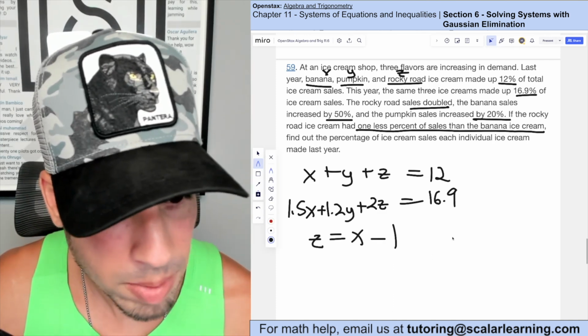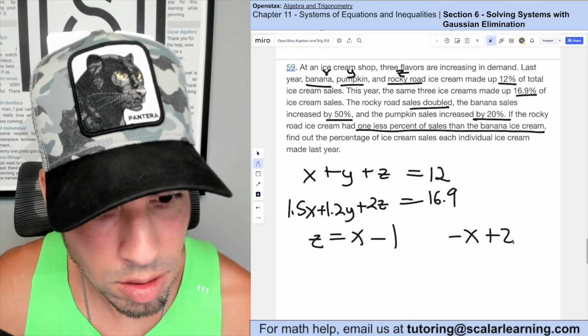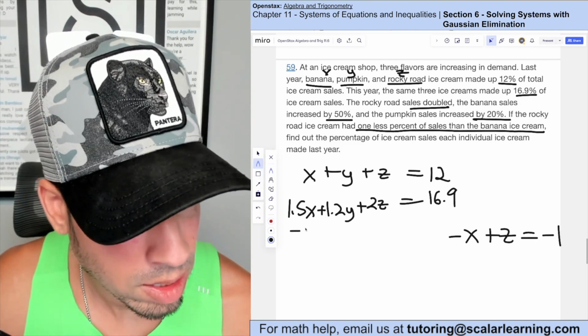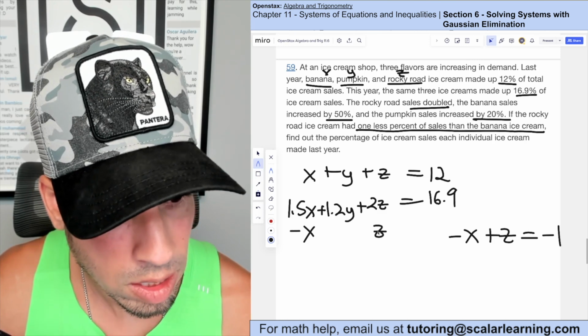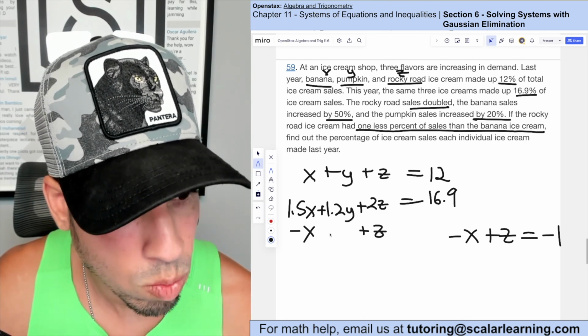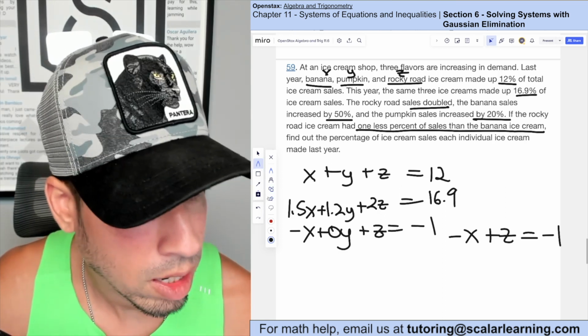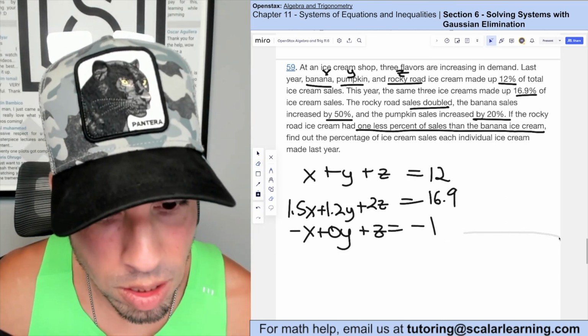So it's going to be negative X plus Z is equal to negative 1. And now we're going to rewrite it to line it up here. So we got negative X plus Z, right? We have no Y. We can even say 0Y just to have something, is equal to negative 1. Okay, now we got enough information to put it into a matrix.